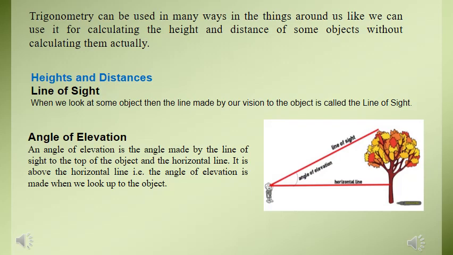So what is the line of sight? The line of sight is the imaginary line drawn from the eye of the observer to the top of an object when a person is looking at the top of the object. Second, there is the angle of elevation. What is the angle of elevation? The angle of elevation is the angle made by the line of sight to the top of the object and the horizontal line. We can say the angle of elevation is made when we look up at the object.